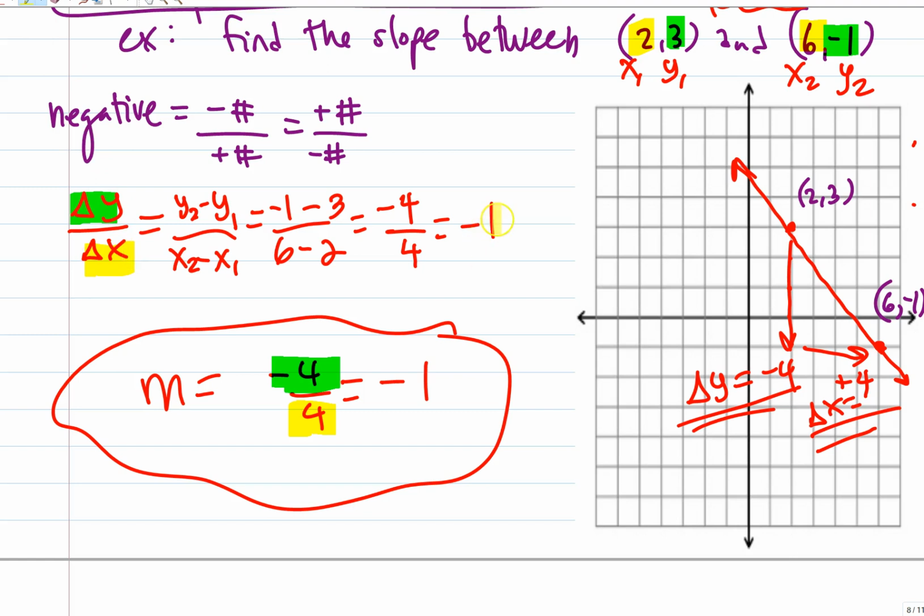Here's what I mean. We found that the slope is negative. Does this graph look like it has a negative slope? We said yes, because it's going down. Keep that in mind, okay?